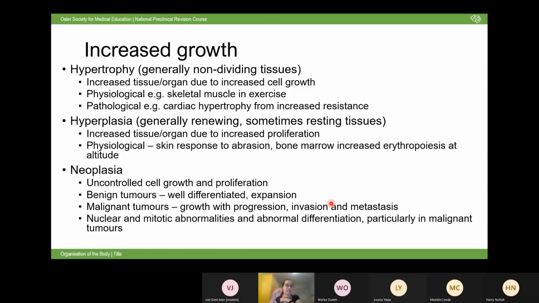And malignant tumors tend to invade the healthy tissue, so they don't have a clean border, and that also makes them more difficult to excise surgically. And if they spread into the tissue, then they can also reach the blood vessels and the lymphatics, allowing them to spread to distant sites. So that is neoplasia.